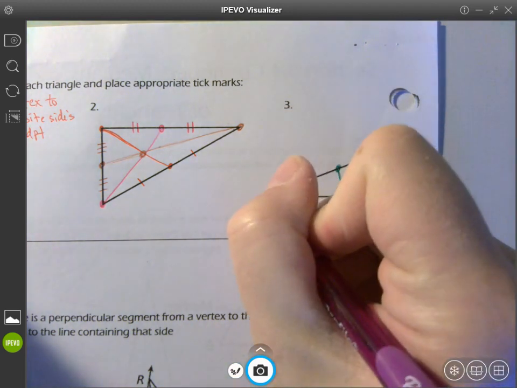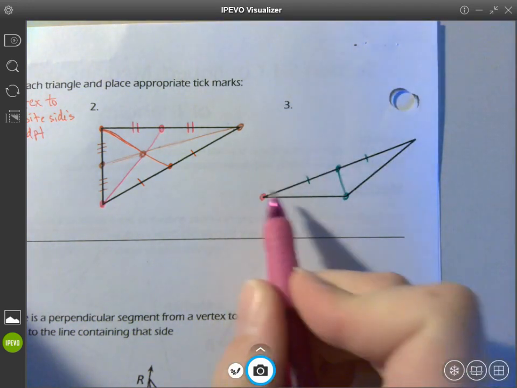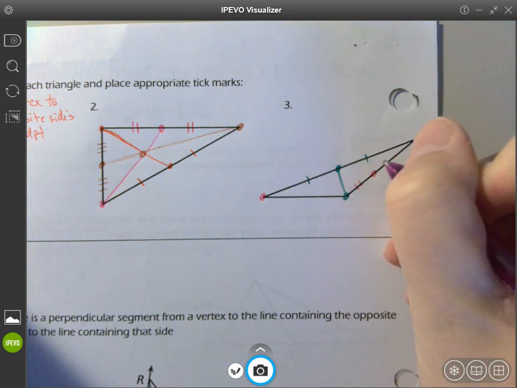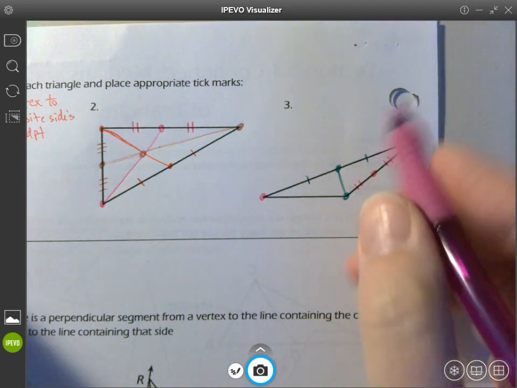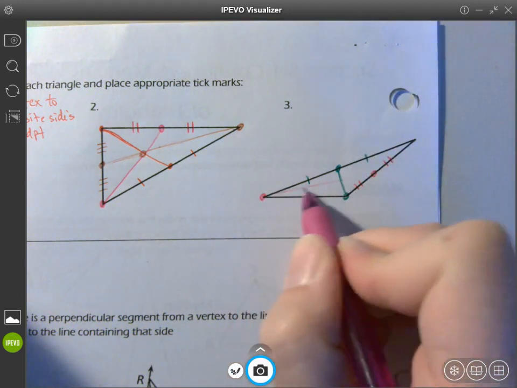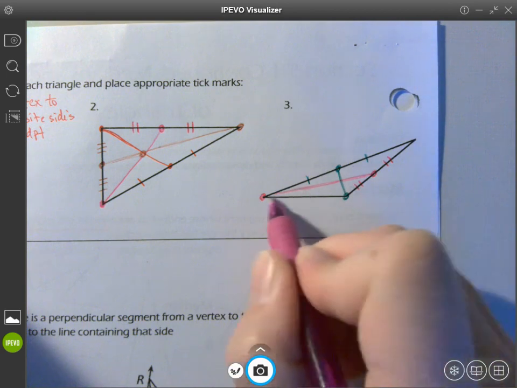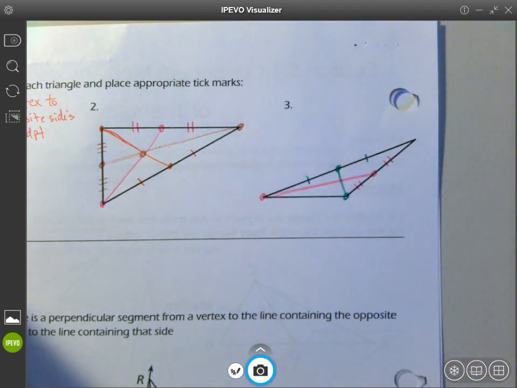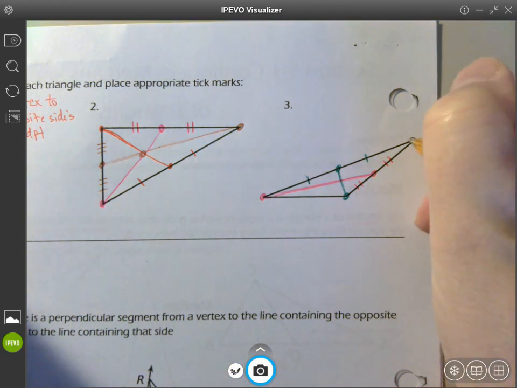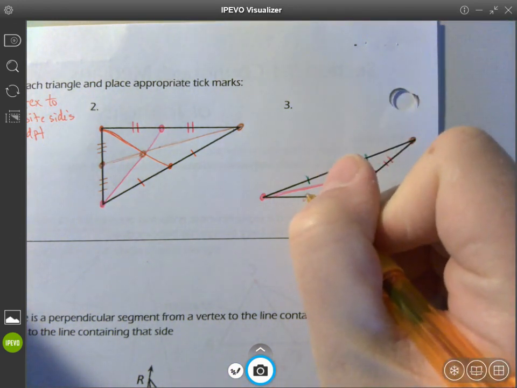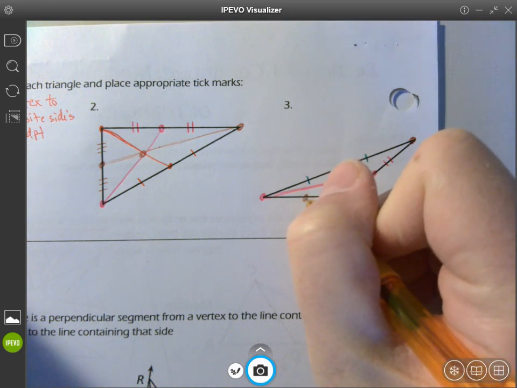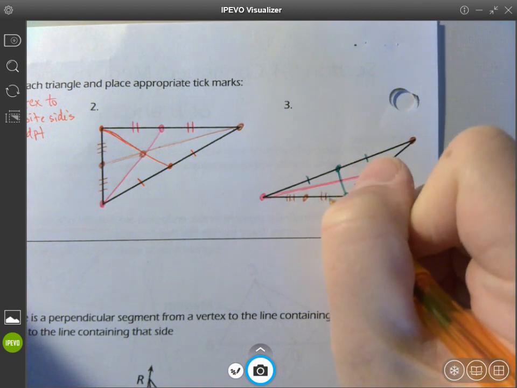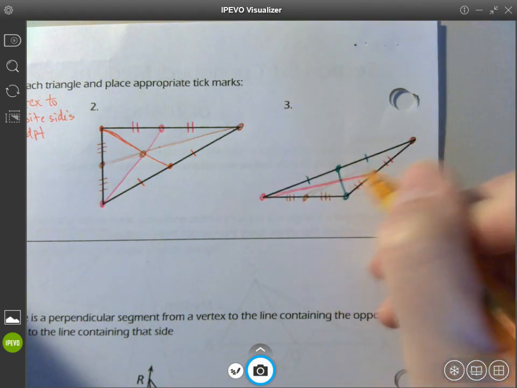So find your vertex that you want, and then these two sides are adjacent. This side is opposite. So show that that is a midpoint, okay? And then sketch the line in, connecting vertex to opposite midpoint. All right, we have one more here. Here is my vertex. Here is my opposite midpoint. And I'm going to show that with these three tick marks. And then let's go ahead and connect.